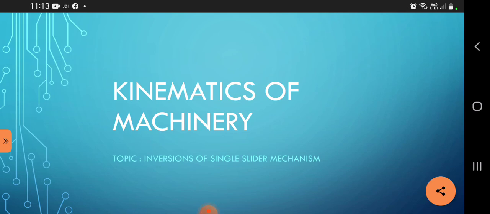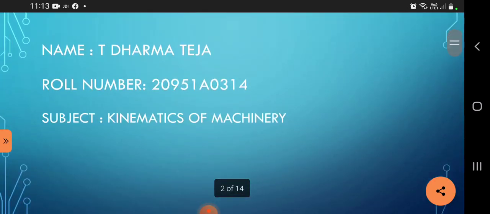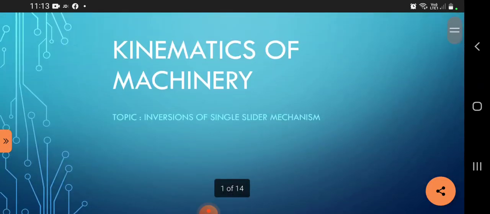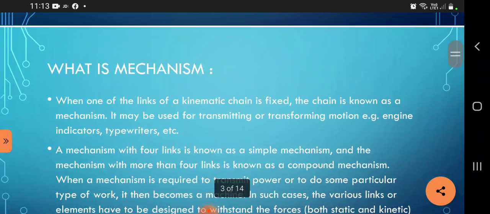I'm from the mechanical branch. My name is Dharmateja. The roll number is 2094. The subject is kinematics of machinery. The topic is inversions of single slider crank mechanism.